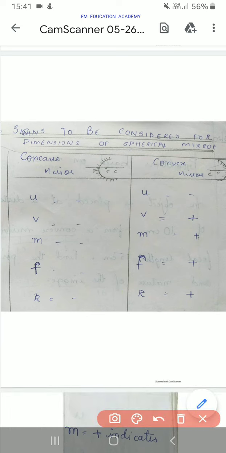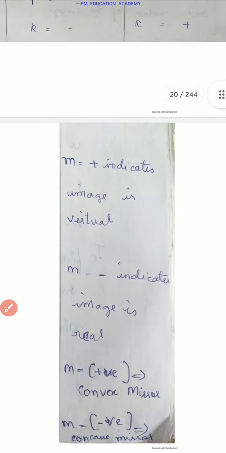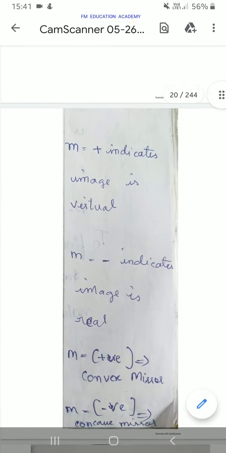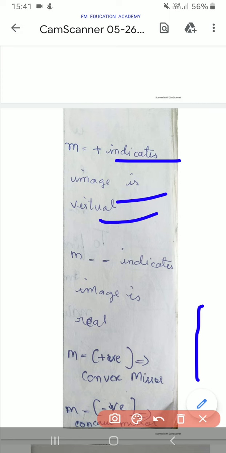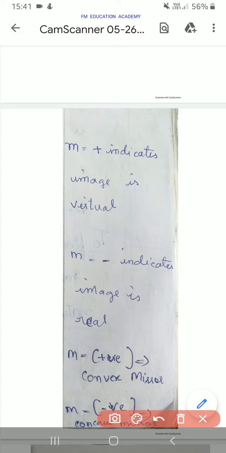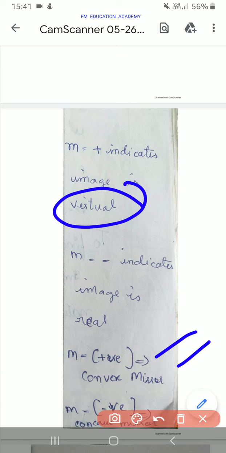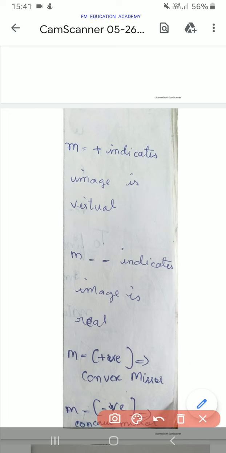Next, we have m equal to plus indicates the image is virtual. Whenever you get m equal to plus, it indicates the image is virtual, remember this. And whenever you get m equal to minus, it indicates the image is real. M means magnification. Usually m is positive for a convex mirror because we know a convex mirror produces virtual images, and m is minus for a concave mirror because we know a concave mirror produces real images.